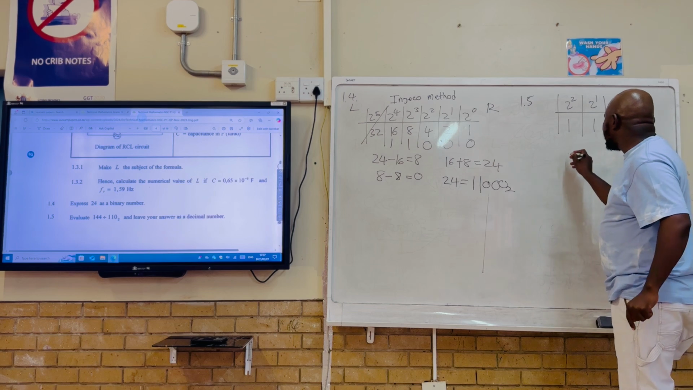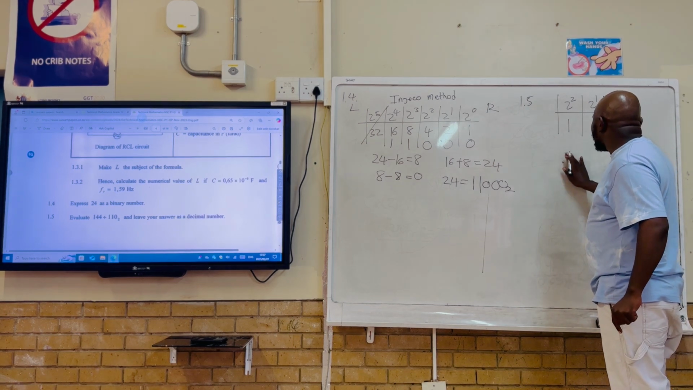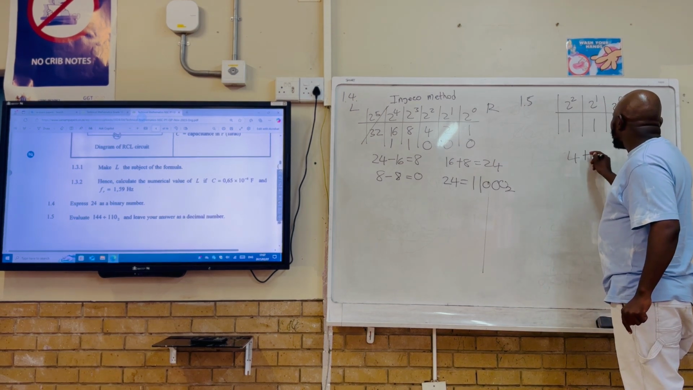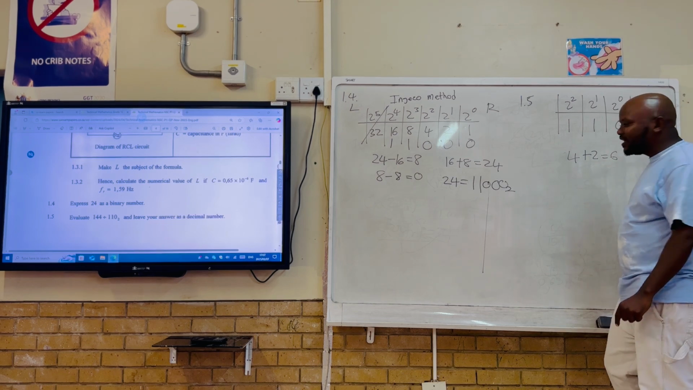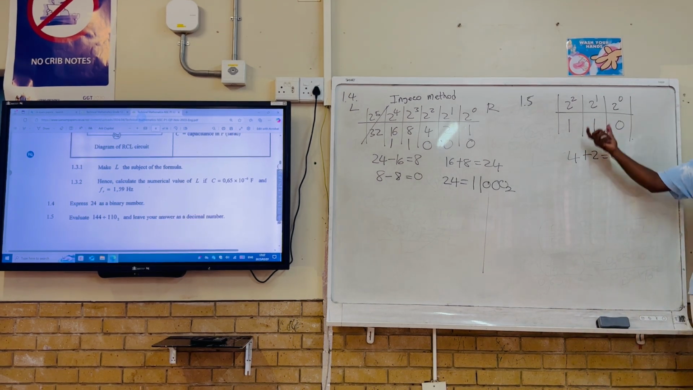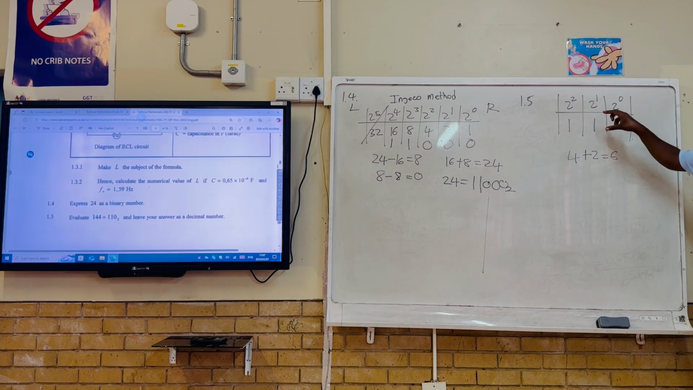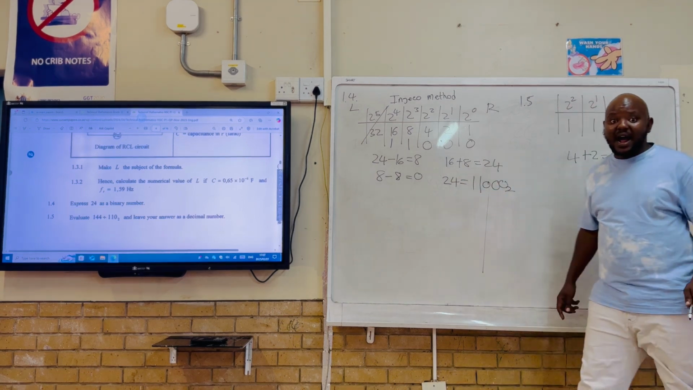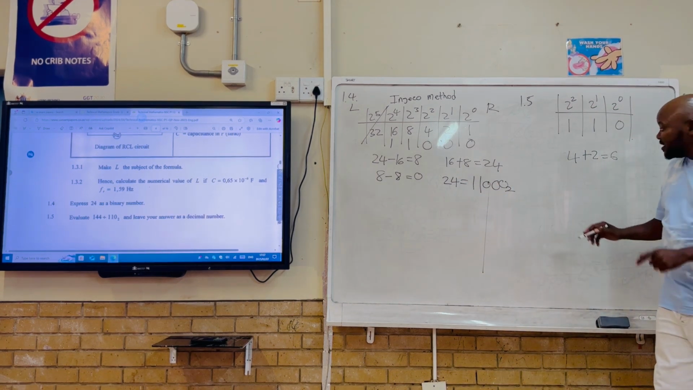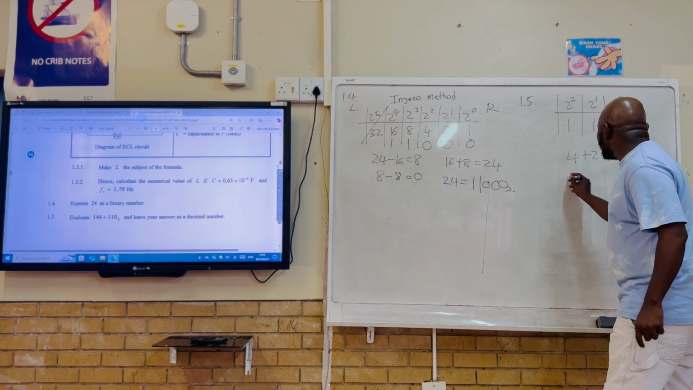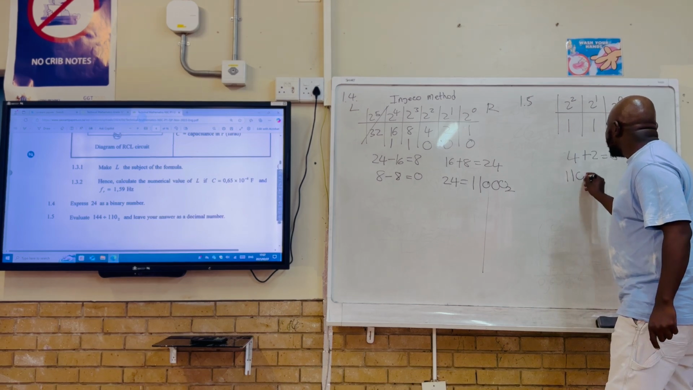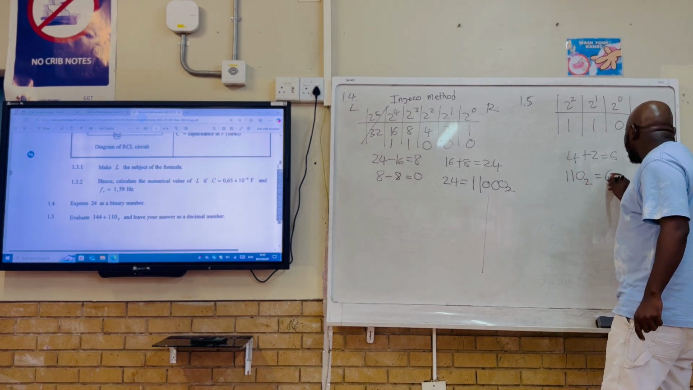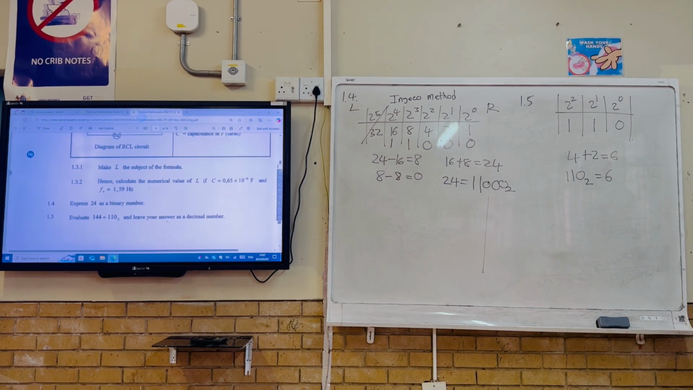2 raised to the exponent of 2 is 4, plus 2, which is equal to 6, because these are the digits that exist in that binary. Are we together? So now we say 1, 1, 0 binary is equal to 6. Are we together?